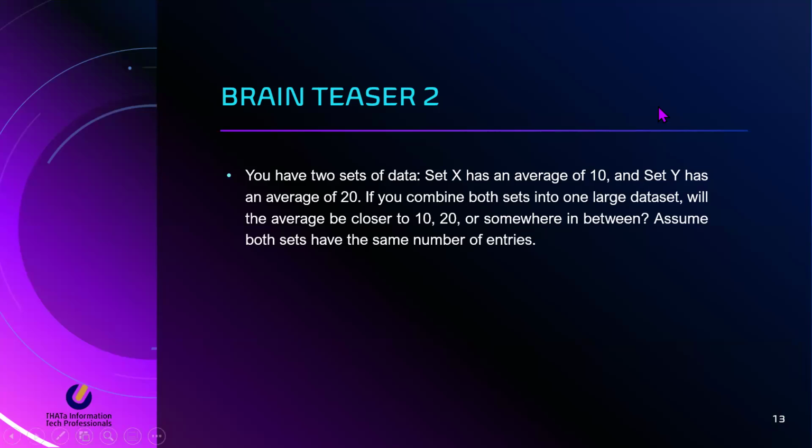You have two sets of data. Set X has an average of 10 and set Y has an average of 20. If you combine both sets into one large data set, will the average be closer to 10, 20, or somewhere in between? Assume both sets have the same number of entries. We have just 2 minutes. The first three people to drop the answer in the chat box, we have it. Please, you don't need to unmute. And I want us to give the exact figure.